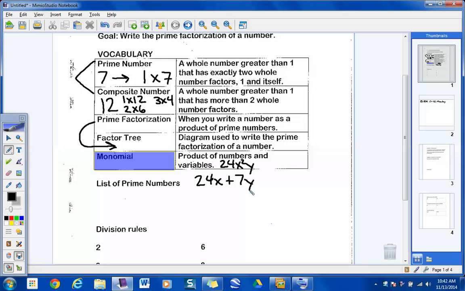Okay. All right. So let me clean that up quick. You don't need that part. A good example of a monomial: x squared times y.